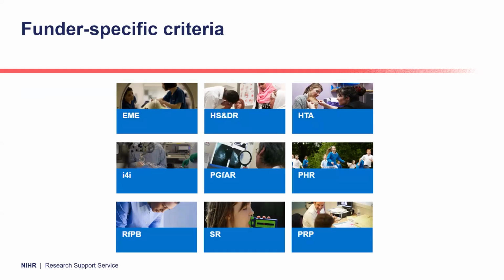So these are NIHR funders here, but if you're looking at, say, UKRI, MRC, they've also got their own criteria, as have charities. They've all got a research strategy. So look at the funder criteria that you're interested in and make sure your research fits within that. If you're unsure, most funders don't mind you dropping them a quick email to ask, but that's not the case with all funders. But come to the RSS and we can give you a hand with that as well.